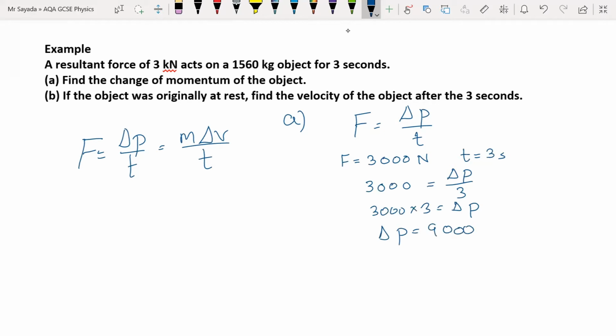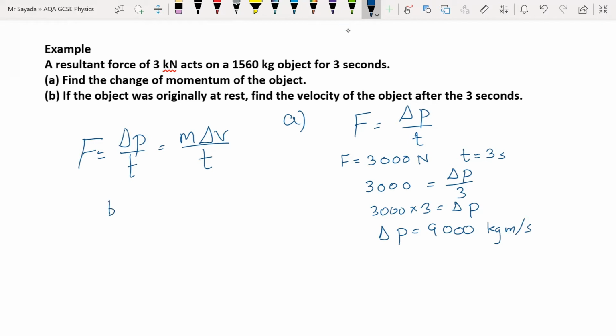What are the units for momentum? Kilogram meters per second. So there we go. That seems to be another way of working out a change of momentum: force times time. That's actually called impulse. It's not something we're going to look at in the GCSE, but that is the change in momentum. So using the equation, we've put in our resultant force and our time, and we've been able to work out the change in momentum. Now that we know the change in momentum, we can do part B.